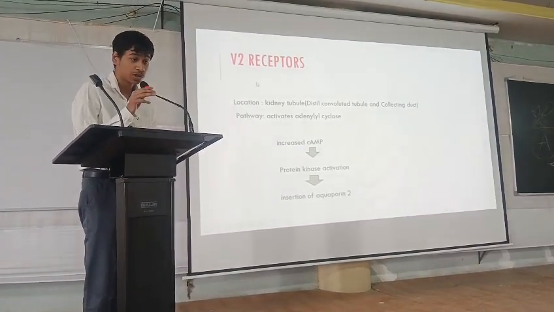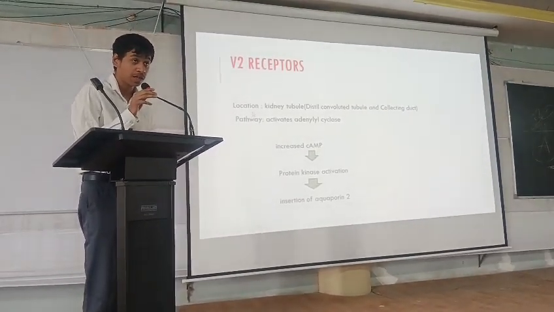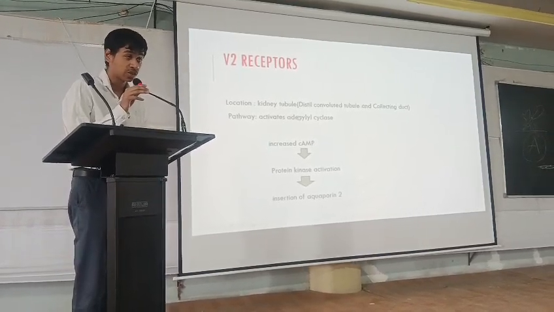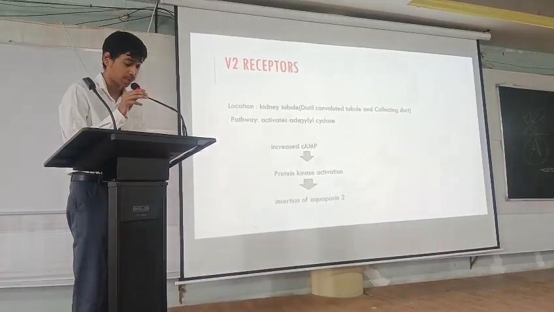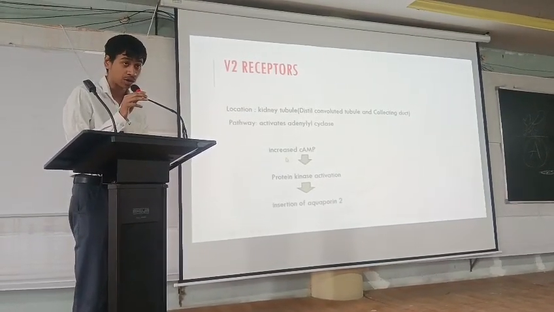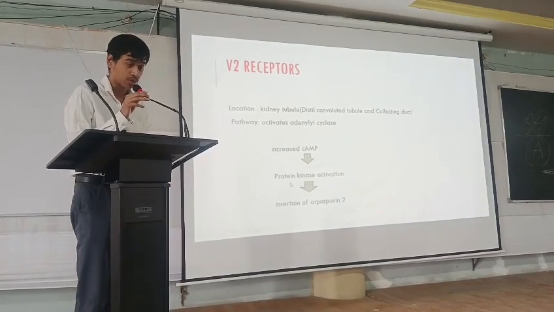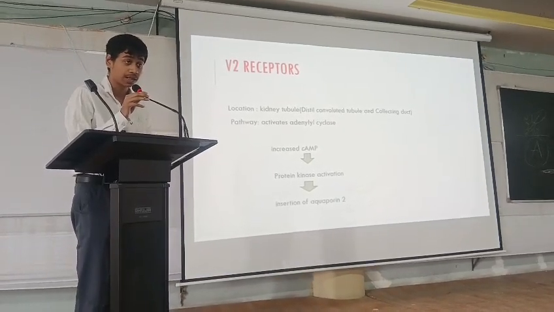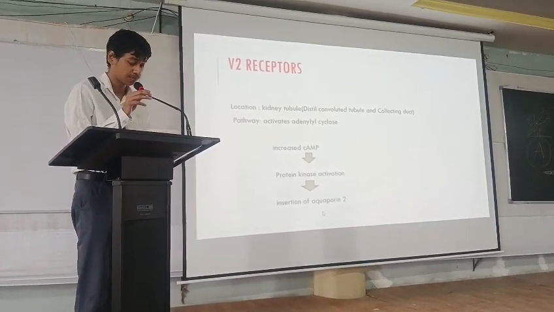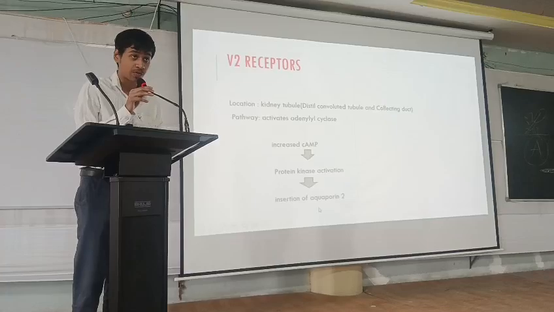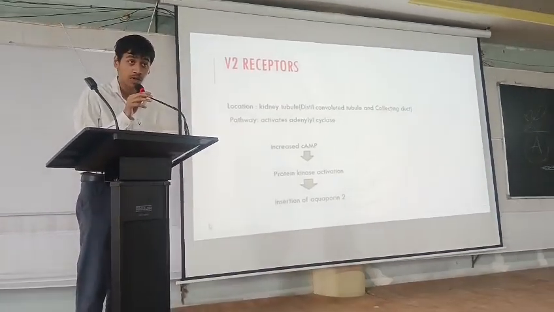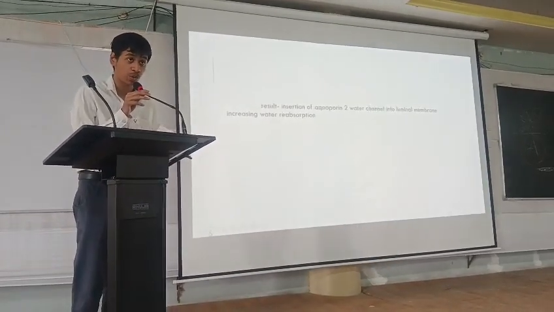Now coming to the V2 receptors, they help in increasing the permeability of renal tubules as the ADH acts on them. The mechanism starts with the increase in cyclic AMP in the target cells, which activates the protein kinase, and then it leads to the phosphorylation of membrane and cellular proteins. Through this, the vesicles and endosomes are transported through microtubules and microfilaments into the luminal side of the tubule.